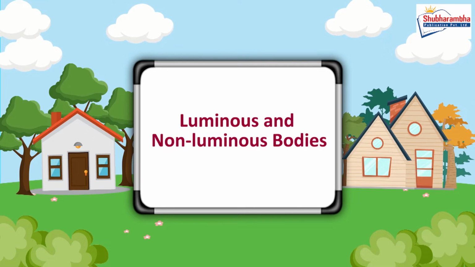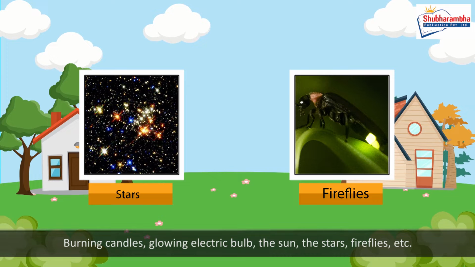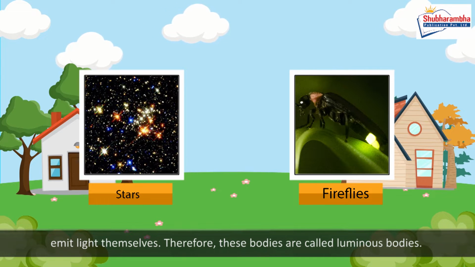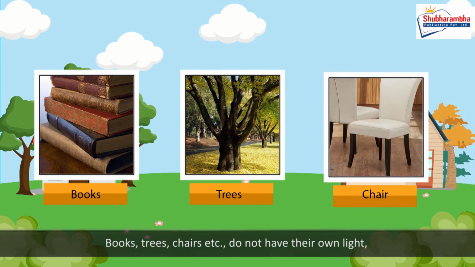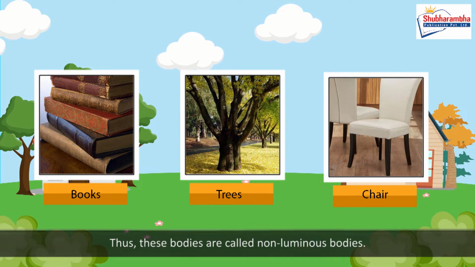Luminous and non-luminous bodies. Burning candles, glowing electric bulbs, the sun, the stars, fireflies, etc. emit light themselves. Therefore, these bodies are called luminous bodies. Books, trees, chairs, etc. do not have their own light, but they are seen in the presence of light. Thus, these bodies are called non-luminous bodies.